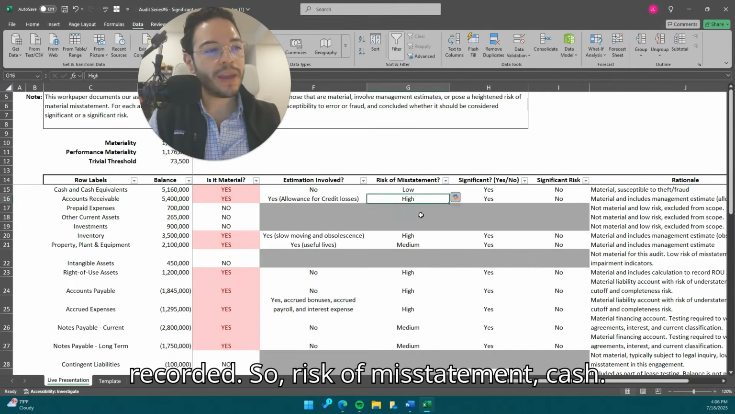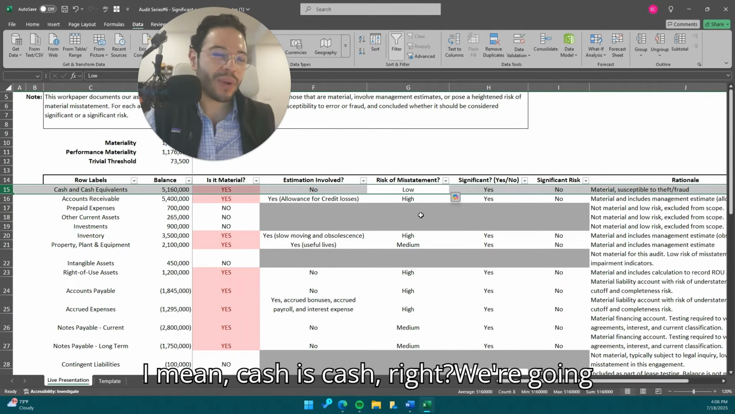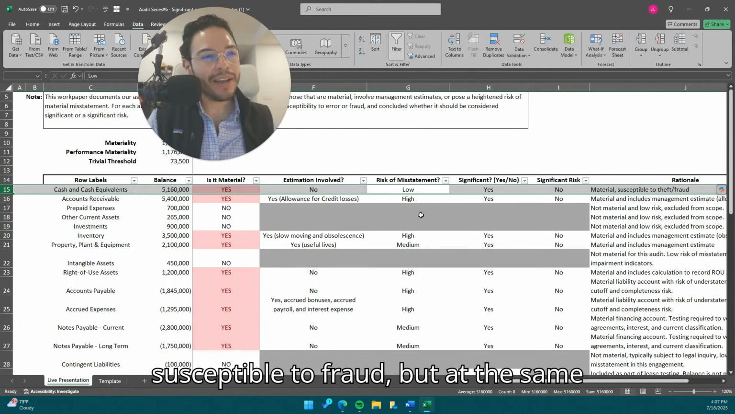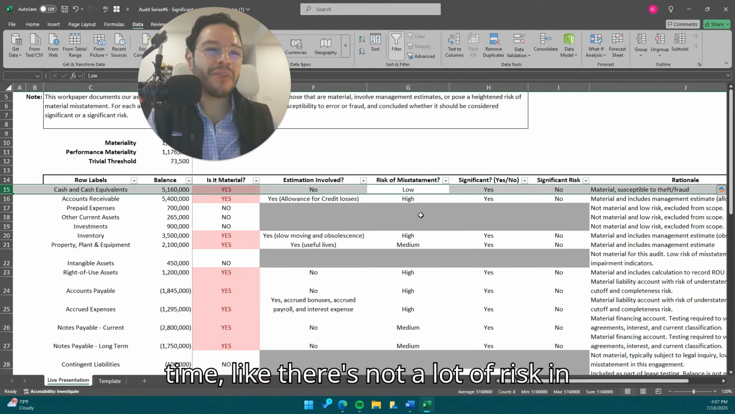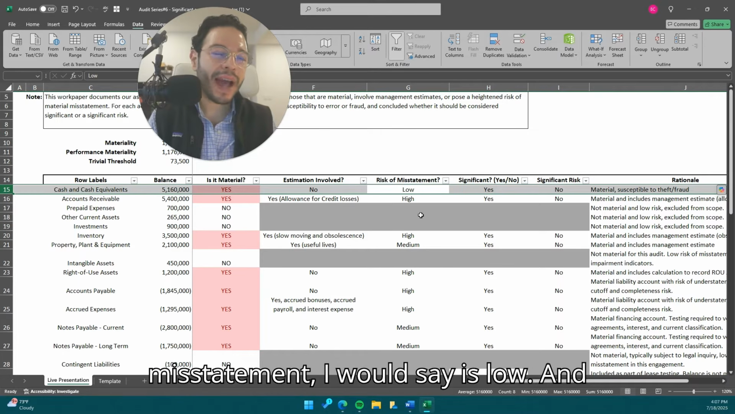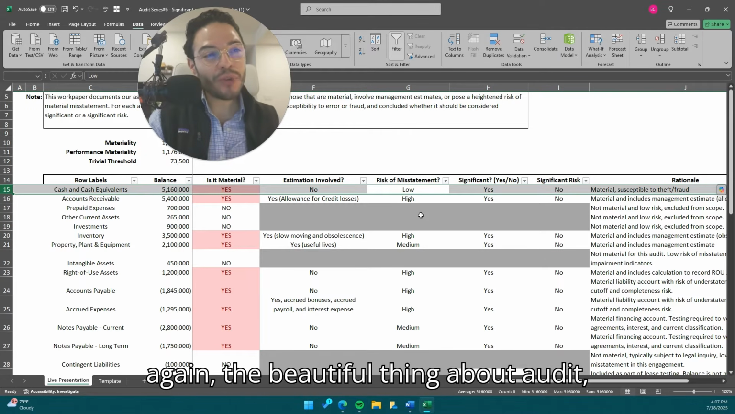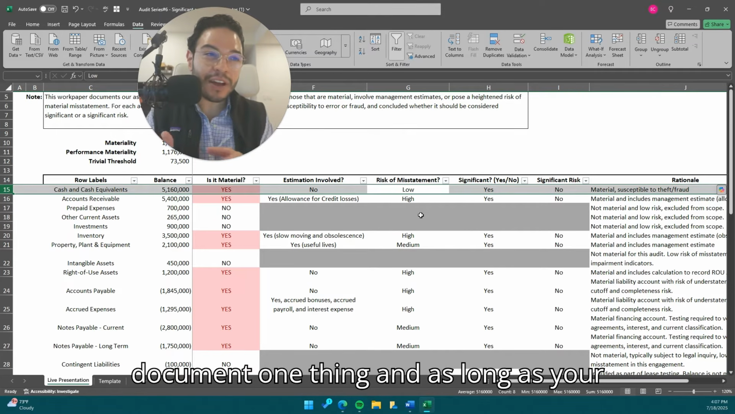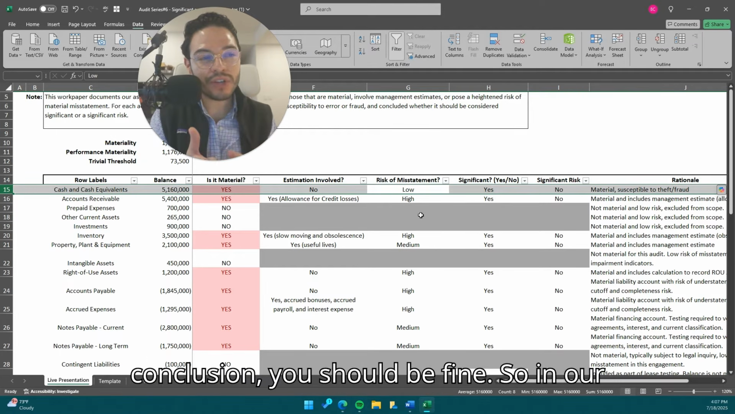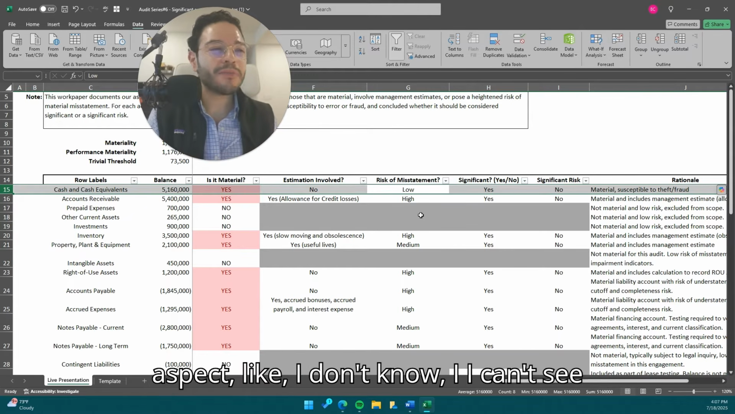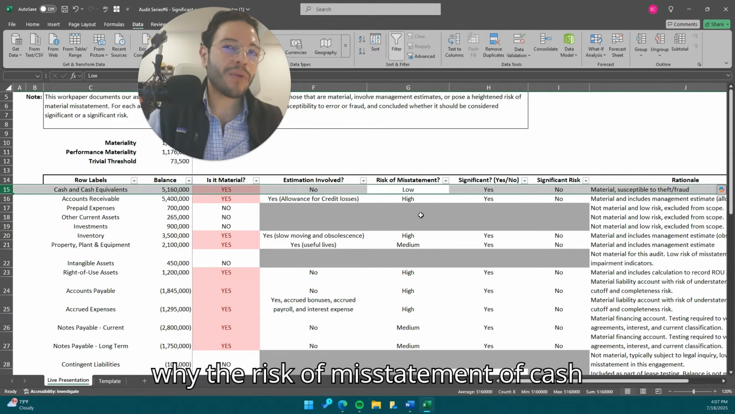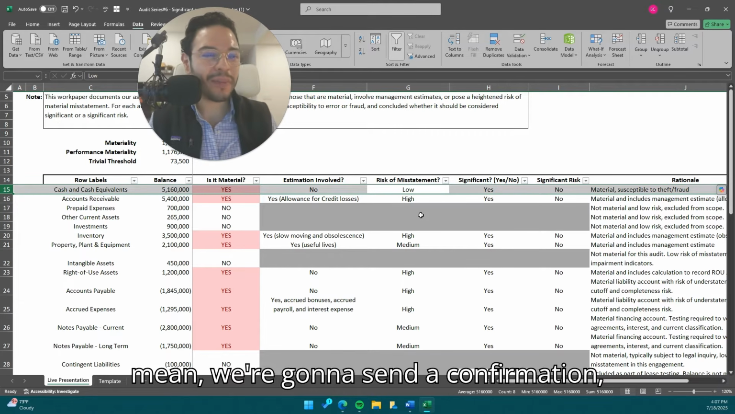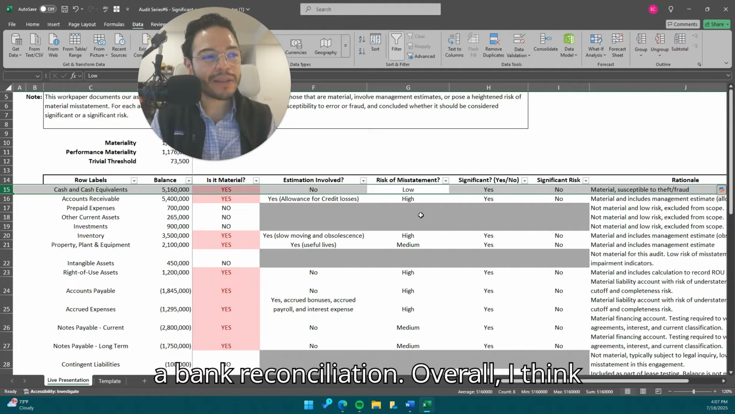So risk of misstatement, cash. I mean, cash is cash, right? We're going to do some testing over it. It's susceptible to fraud, but at the same time there's not a lot of risk in cash, right? The risk of misstatement, I would say, is low. And again, the beautiful thing about audit, it's very judgmental, right? You can document one thing, and as long as your documentation can support your conclusion, you should be fine. So in our aspect, I can't see why the risk of misstatement at cash would be high. I consider that low. I mean, we're going to send a confirmation. We're going to receive a bank reconciliation.